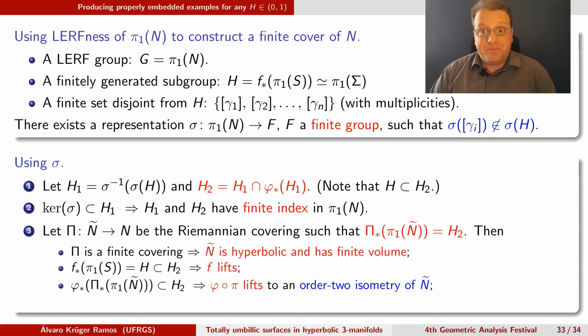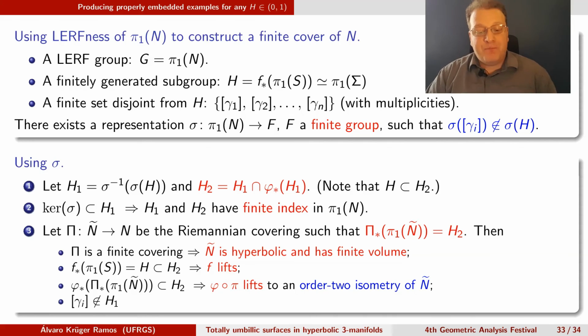So finally, phi star of pi1 of N tilde is also contained in H2, because pi star of pi1 of N tilde is H1, actually is H2, and H2 is invariant under reflection. So this is contained in H2. So this map here, the composition of phi and pi, lifts to an order 2 isometry of N tilde. And that creates our totally geodesic surface, with the properties that we already know that we need.